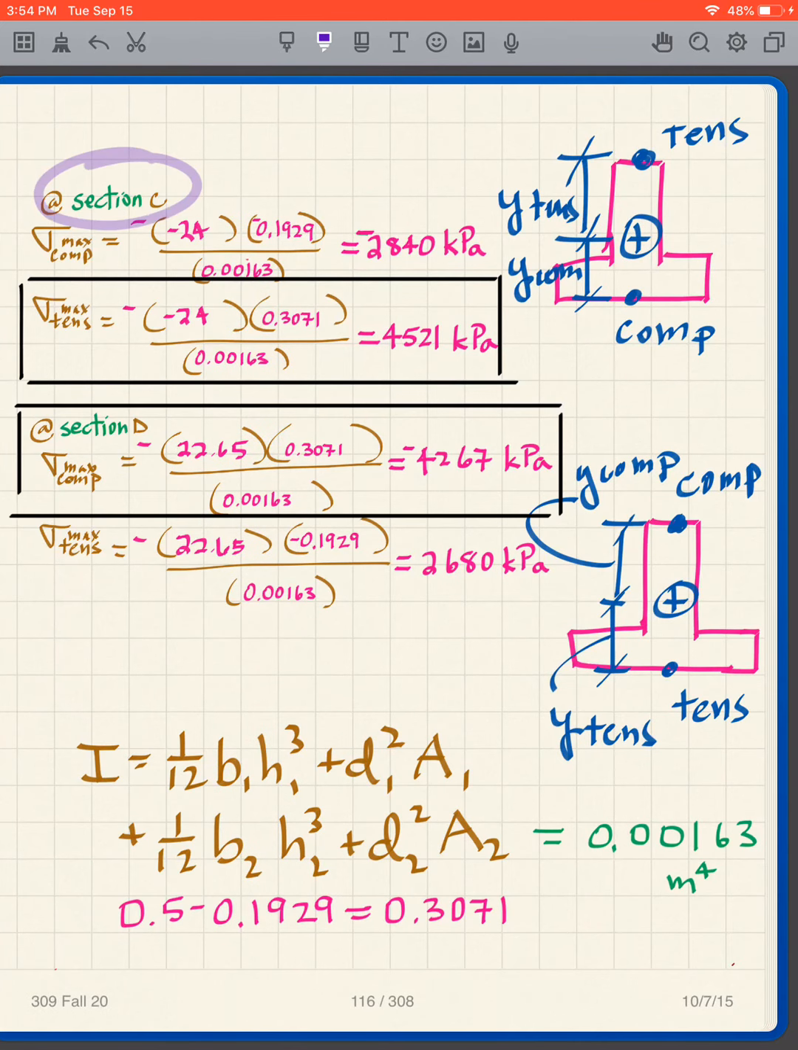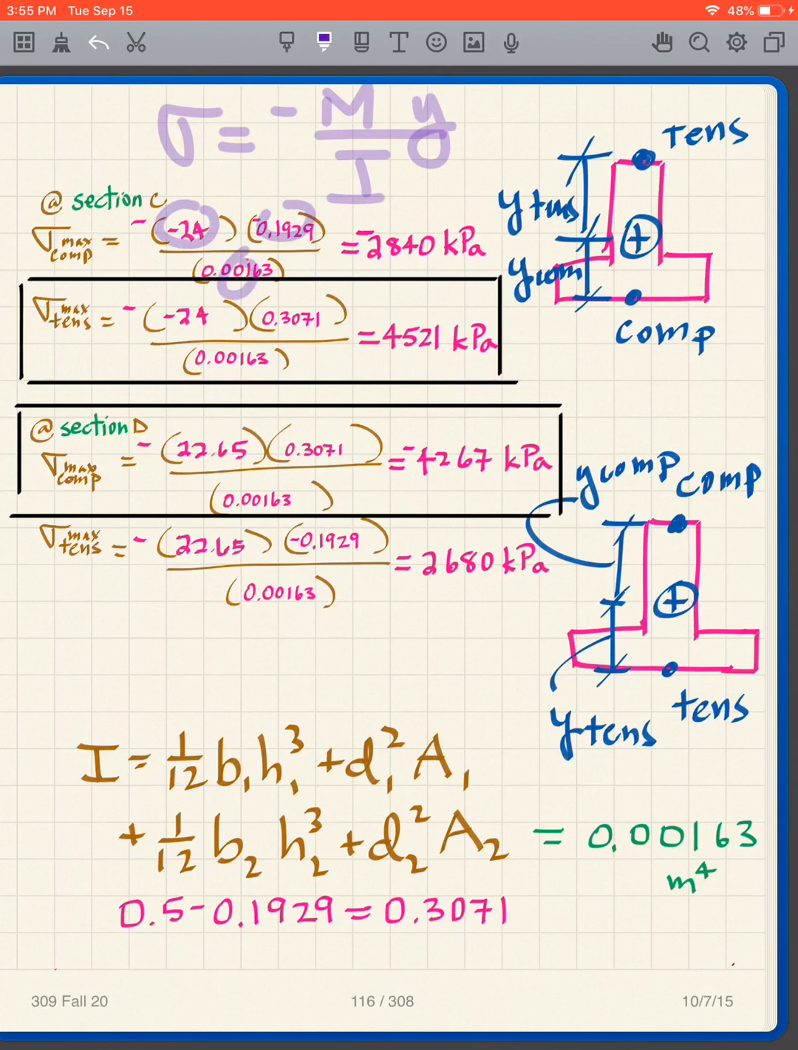So I'm going to do section C. Remember, section C, it looks like that. If it looks like that, then I have tension at the top, I have compression at the bottom. And so what is my, again, I'm going to use what? Sigma is equal to minus M y over I. And so the way that I'm going to lay it out is, you fill in that blank, fill in that blank, fill in that blank.